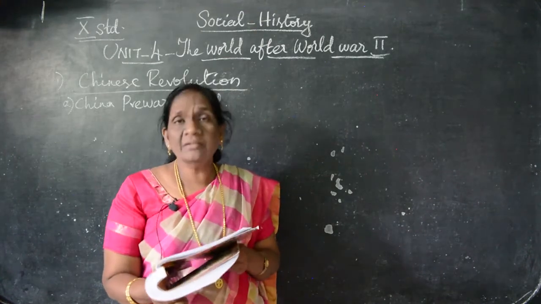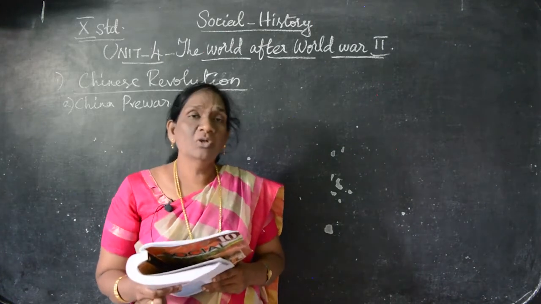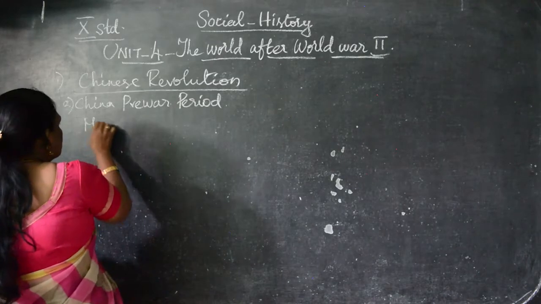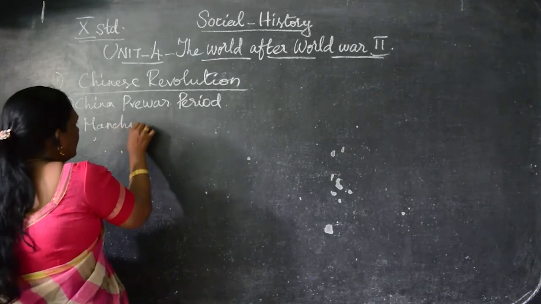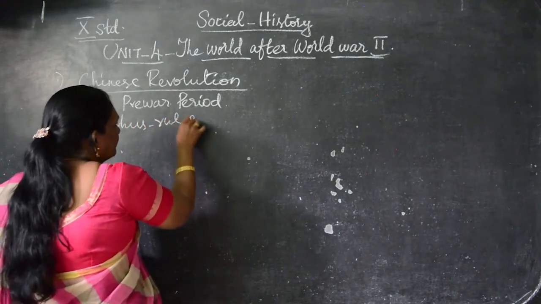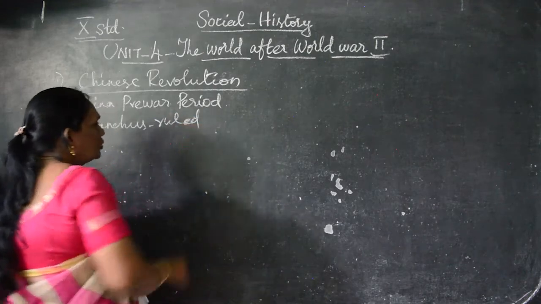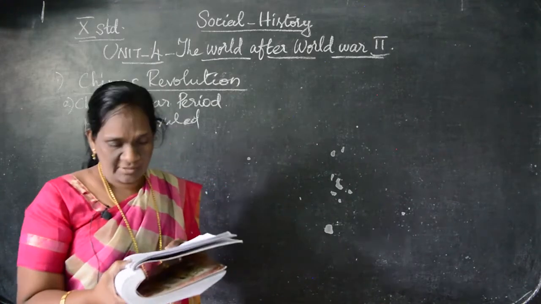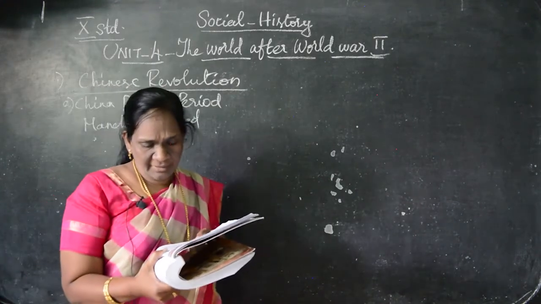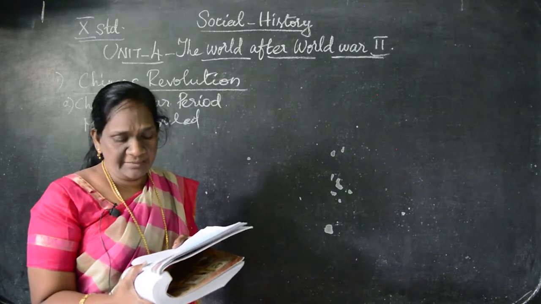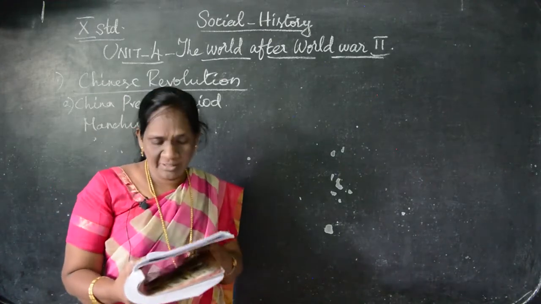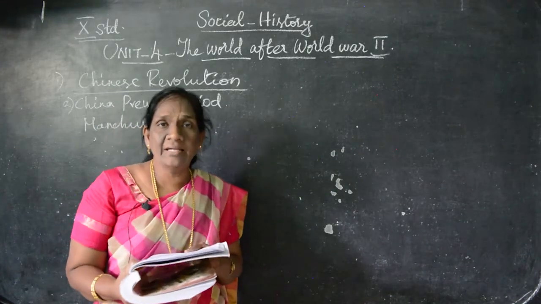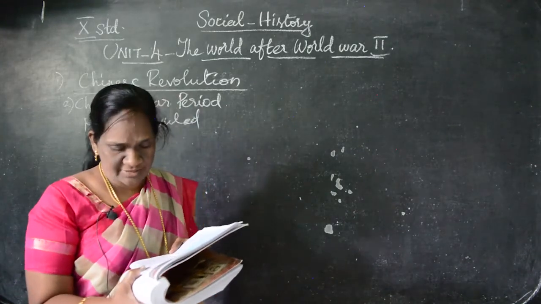Okay. And the people, the rulers, those who ruled China were called Manchus. The Manchu rulers, understand. And the entire administration system was in the hands of the Mandarins. Mandarins means the landowners, the land gentry.